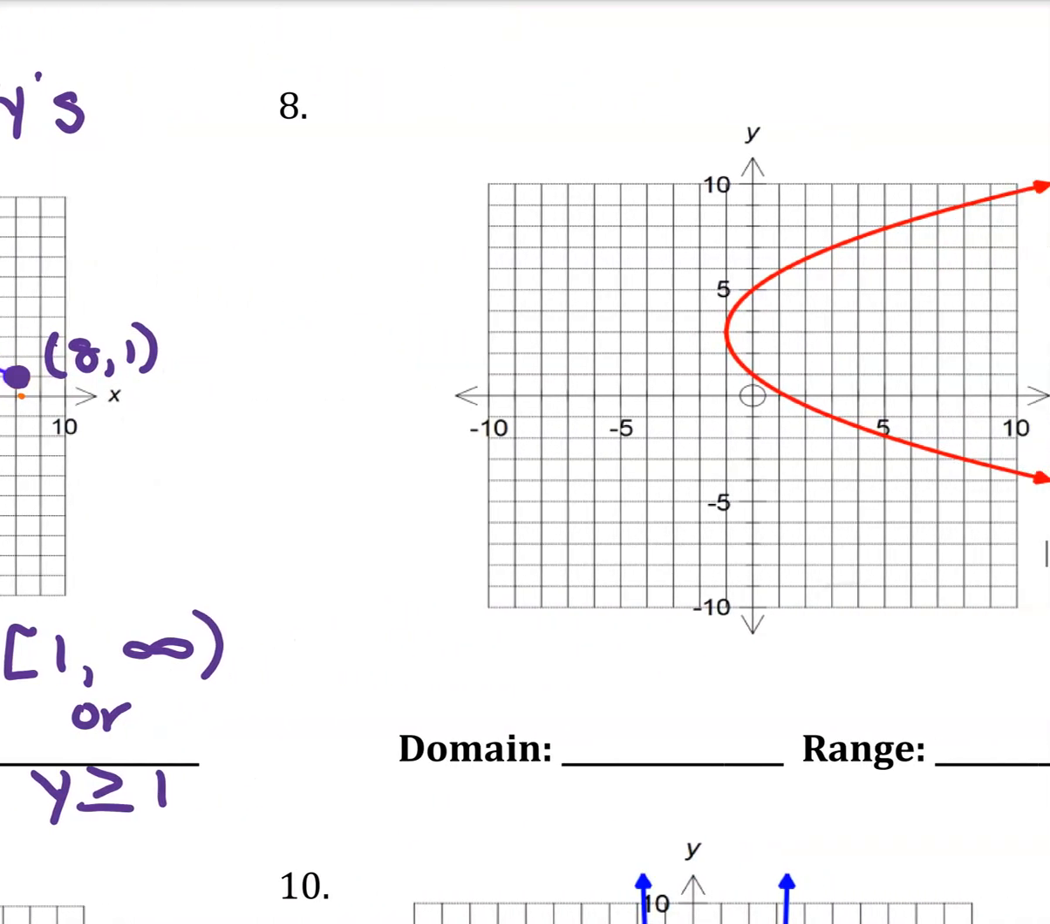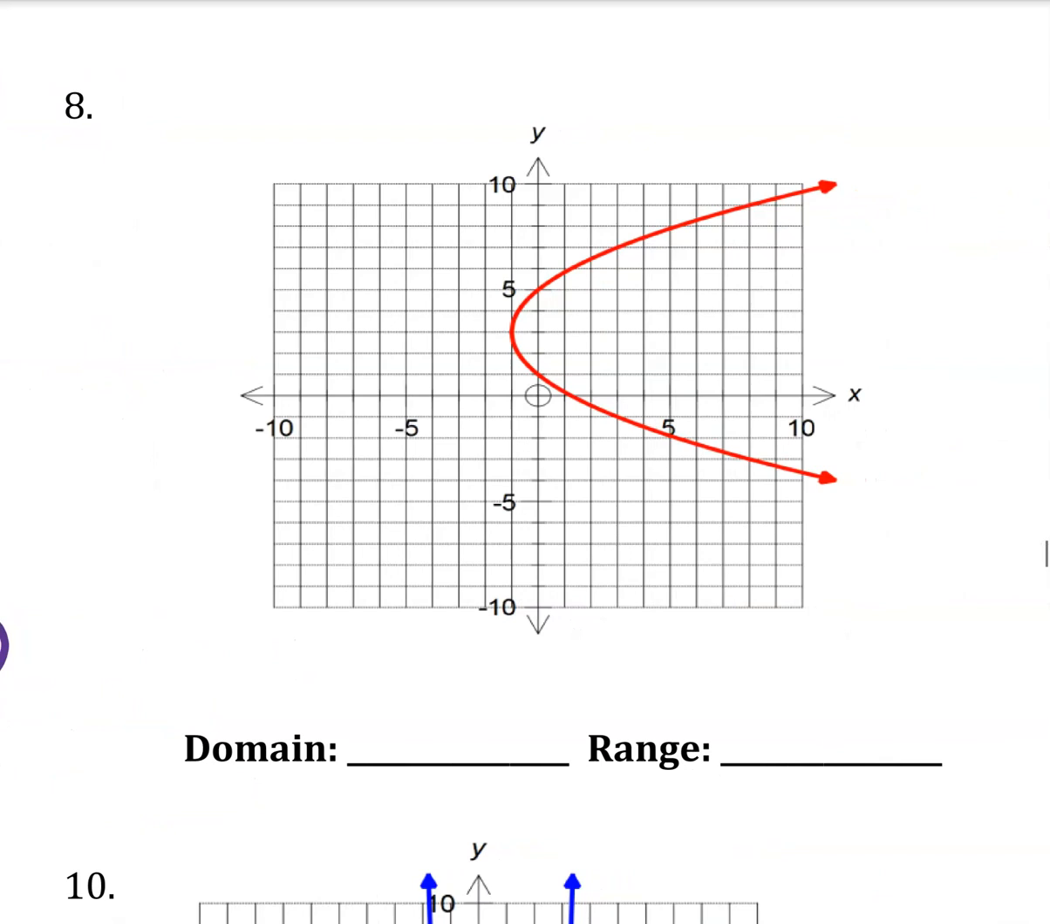Okay, we got a few more like that. So if you're not totally sure about the infinity parts, it's okay. We're gonna keep moving with it. Okay, this one, same thing.